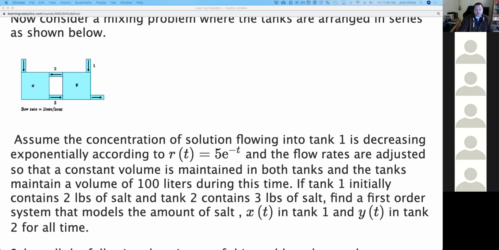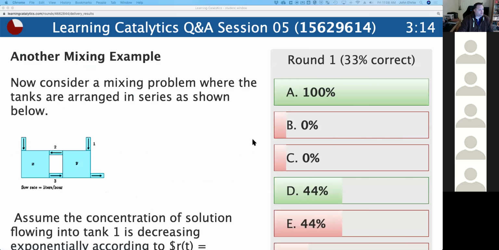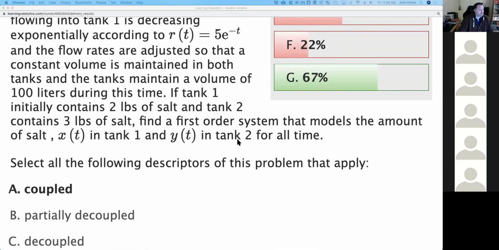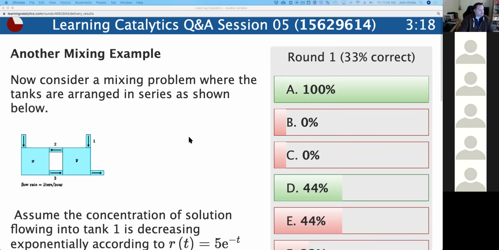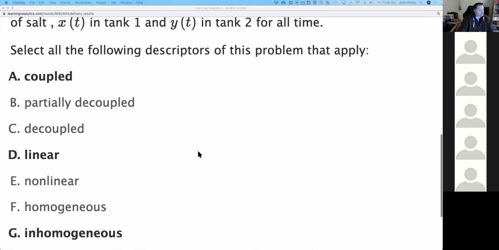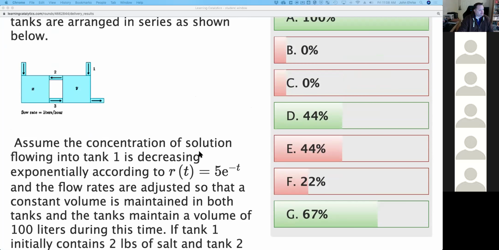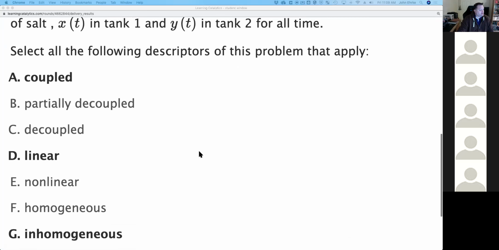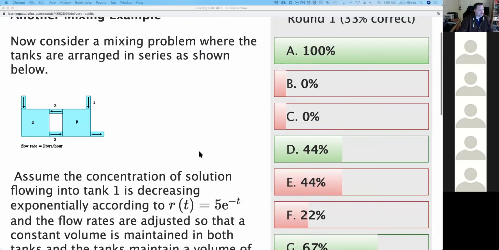All right, so answers. I'm glad 100% of you said coupled. We just got through talking about that a little bit ago. 44% of you said it's linear. We'll talk about why this is linear. And then good, 67% of you said it's inhomogeneous. So let me take a look at it.